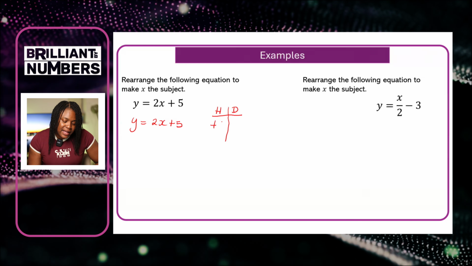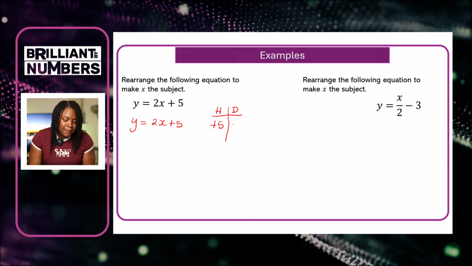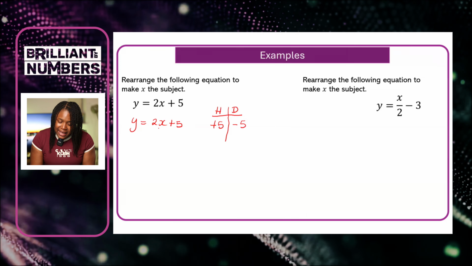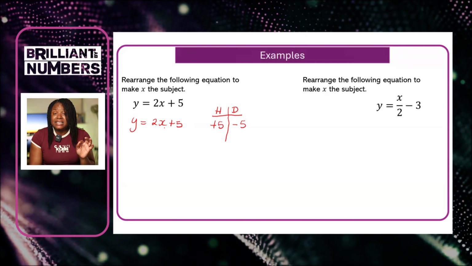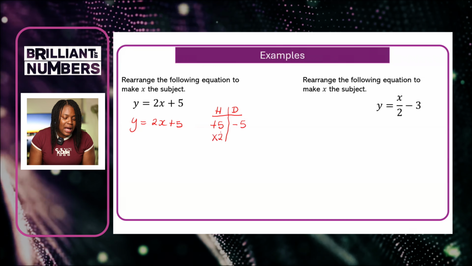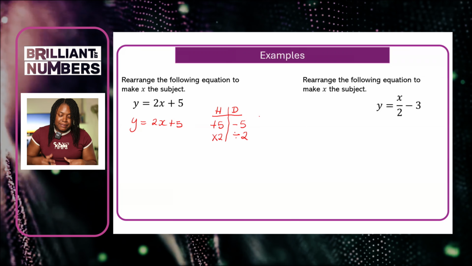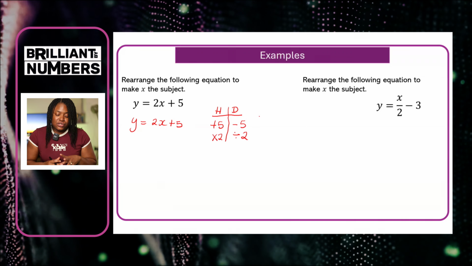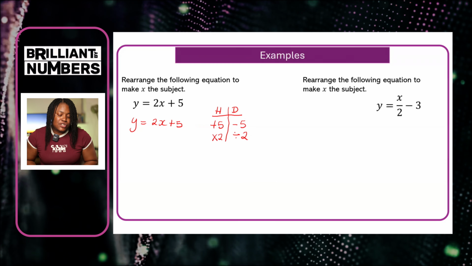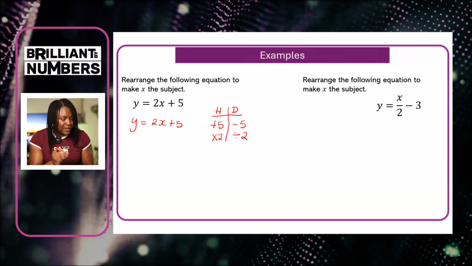So plus 5, I now need to write the inverse of that. I'm going to need to do a minus 5. Also, I can see my variable here, which I want to make the subject, is being multiplied by 2. So I've got a multiplication by 2. I'm going to need to do a division by 2. Remember, step 3 says that we are going to need to start reversing them from what was done last. So plus 5 was done last. I need to take care of that first.